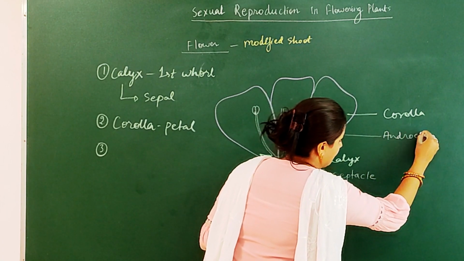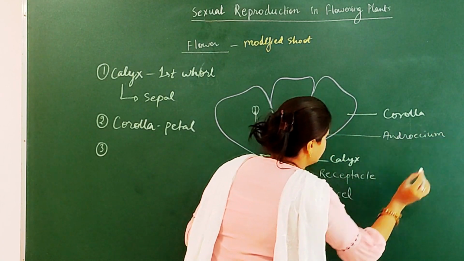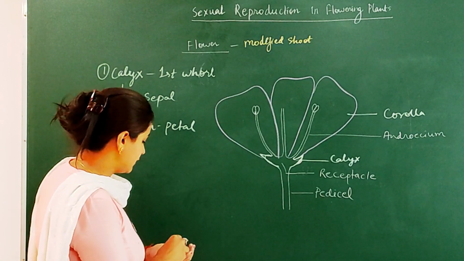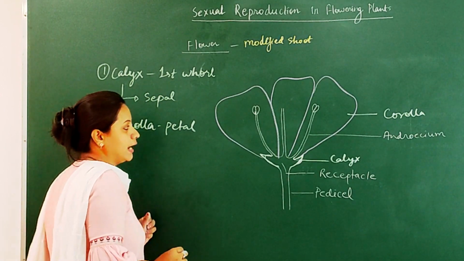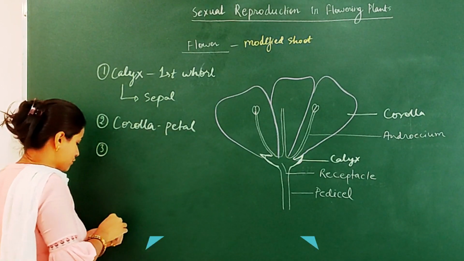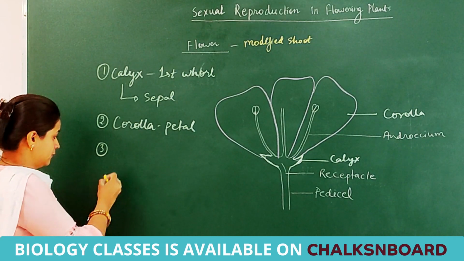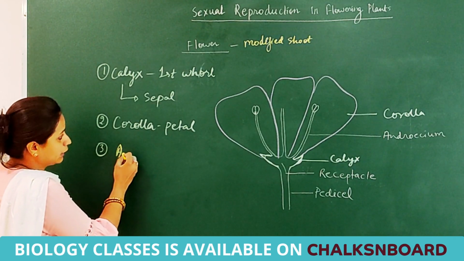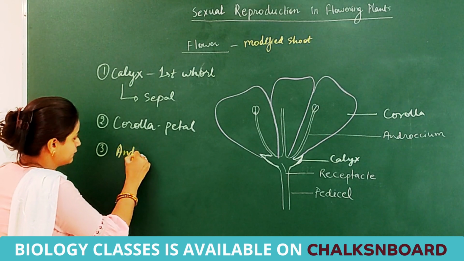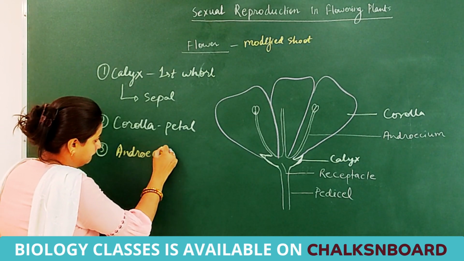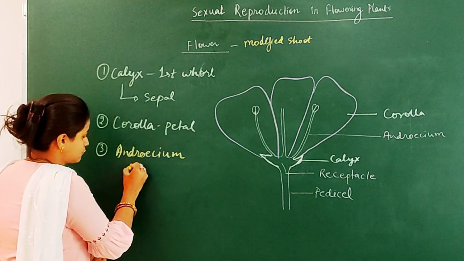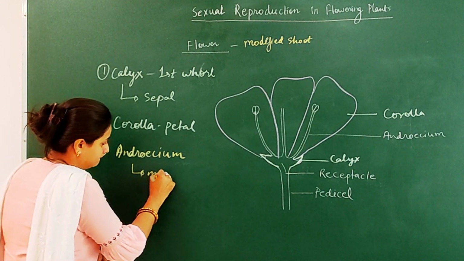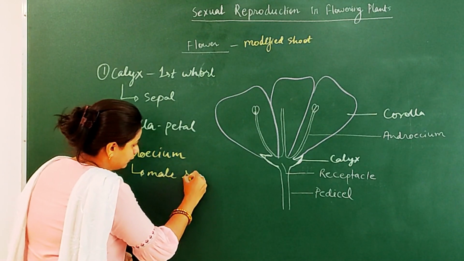Androecium. You can see here the next structure after corolla, it is the androecium. Androecium is also called the male reproductive organ or male reproductive structure.